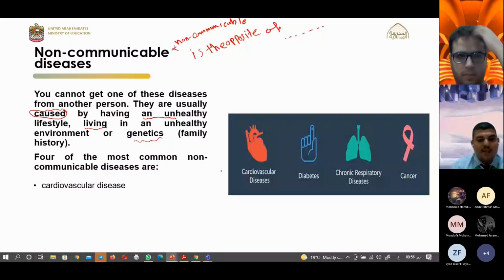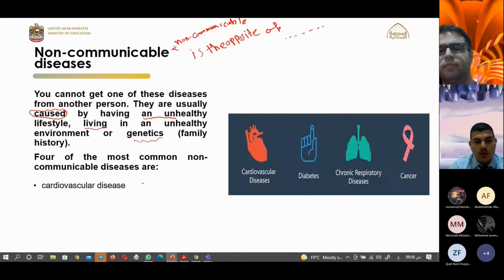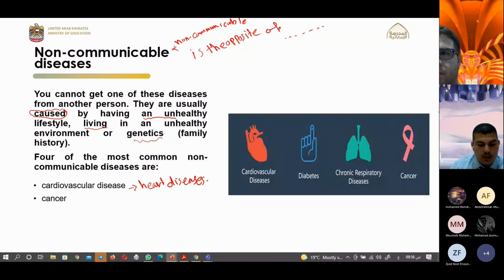Now let's have a look at the most common non-communicable diseases. First, cardiovascular disease, also called what? Heart disease. Clear? Then we have cancer, or all types of cancer. Then we have respiratory disease.